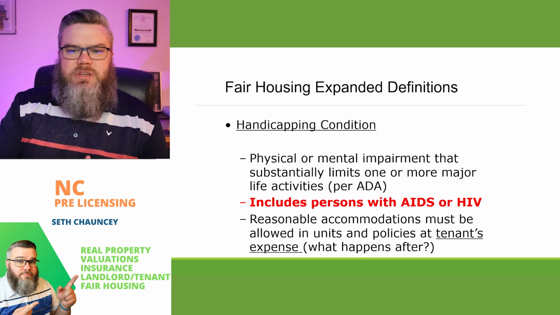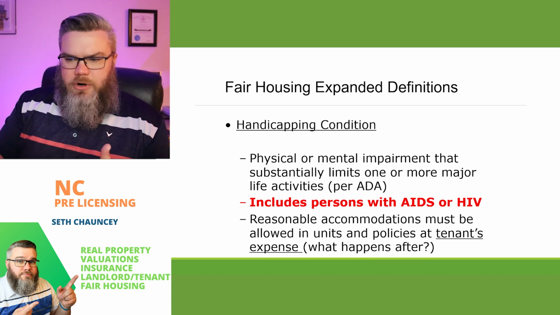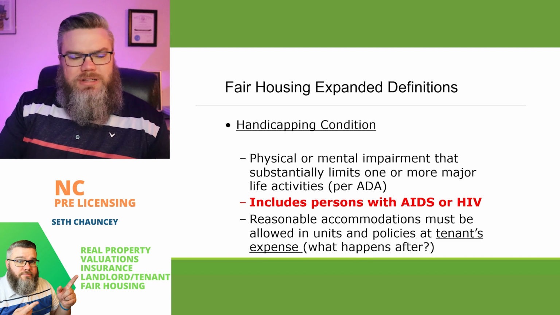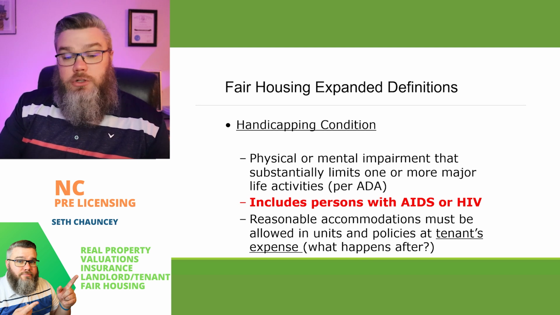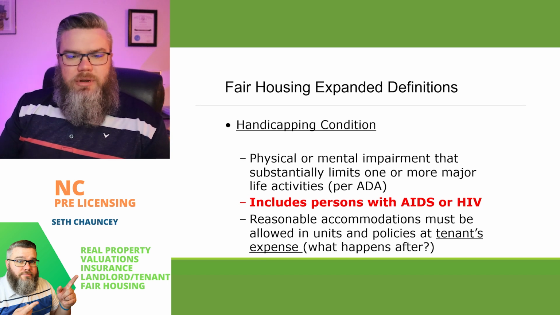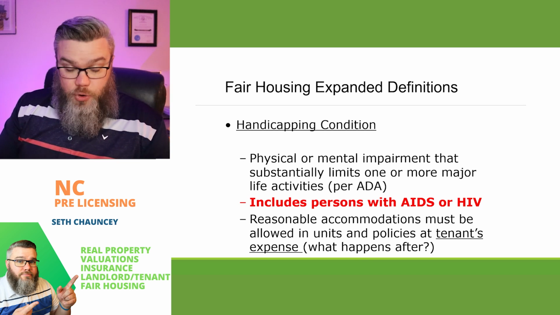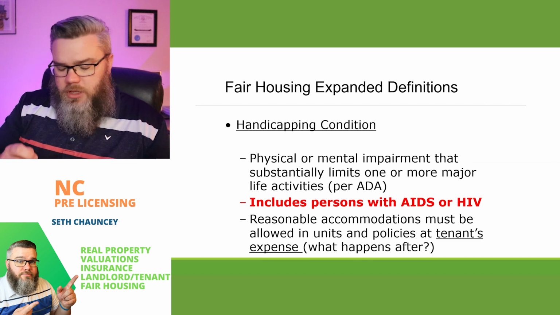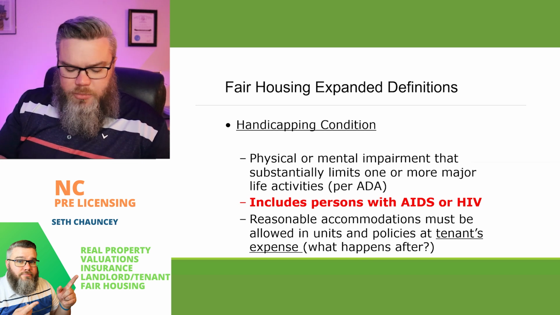So this means if somebody is renting a property, and then they call the landlord or the property owner and say, hey, I would like to install a wheelchair ramp. That is a reasonable accommodation. You cannot deny a reasonable accommodation. You would have to prove that it was unreasonable.